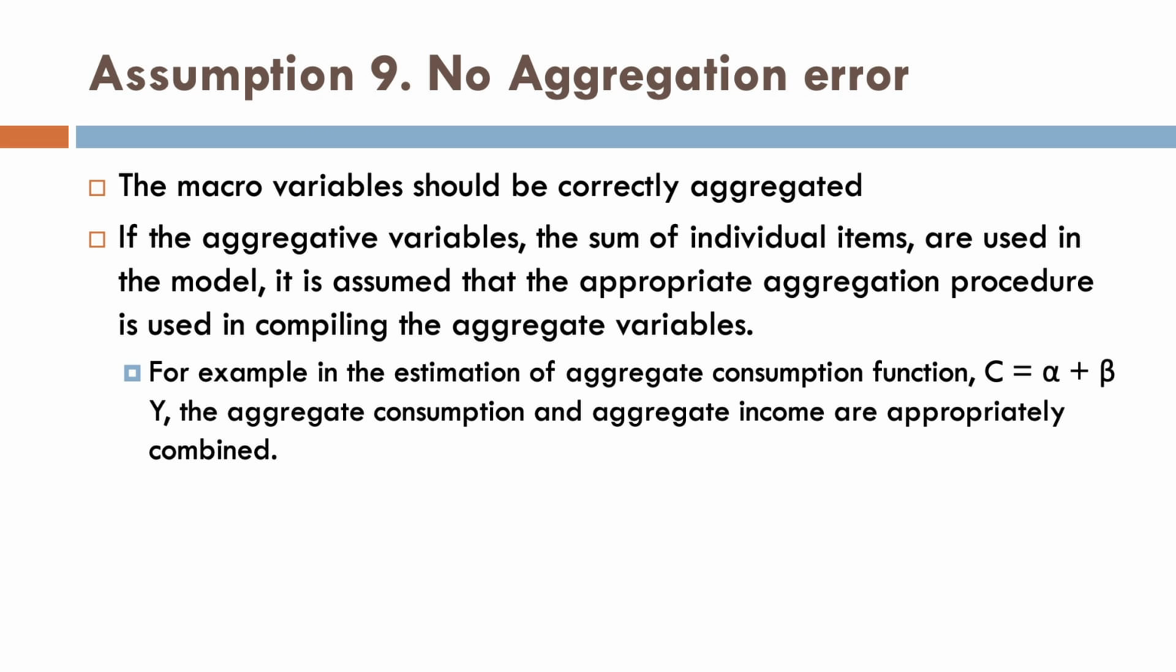Assumption 9. The macro variables should be correctly aggregated. If the aggregative variables, the sum of the individual items, are used in the model, it is assumed that the appropriate aggregation procedure is used in compiling the aggregate variables. For example, in the estimation of the aggregate consumption function C equals alpha plus beta y, the aggregate consumption and aggregate income are appropriately combined.